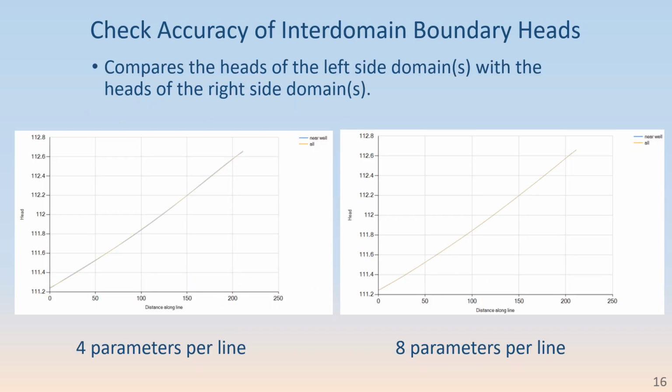When you check the accuracy of inter-domain boundaries, you get 2 plots. The first is a check of the head continuity, and it plots the head along the line segment for all domains present at this inter-domain boundary. In this case, there are only 2 domains present, and the 2 curves pretty much fall on top of each other, with 4 parameters per line and with 8 parameters per line. There's not a lot of difference or daylight between these curves.